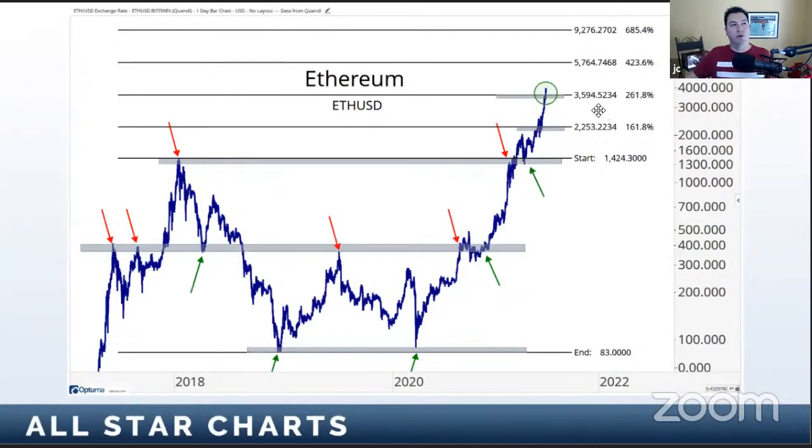3,600 is my level. As long as we're above 3,600, you can even give it some room down to 3,500. Understand the beta and the volatility here. But if we're specifically above 3,600, I see no reason not to own this. 5,700 is next for Ethereum.